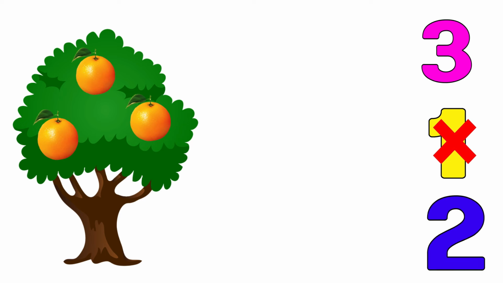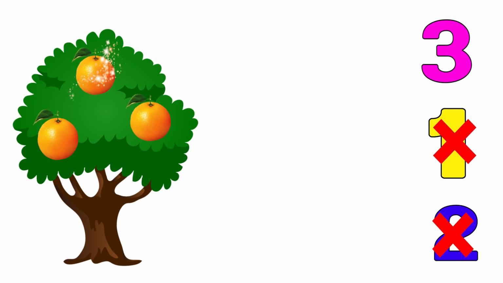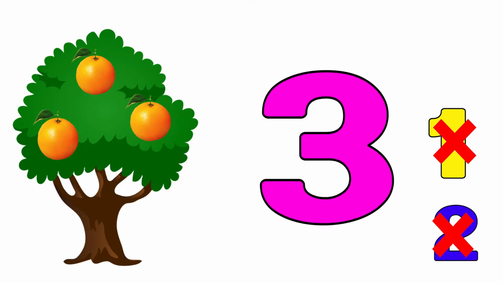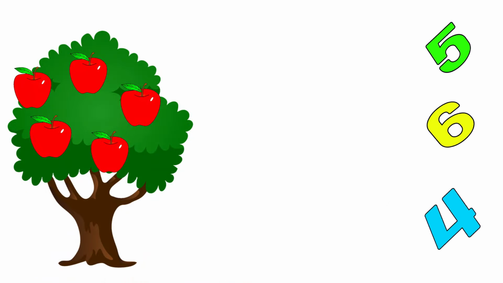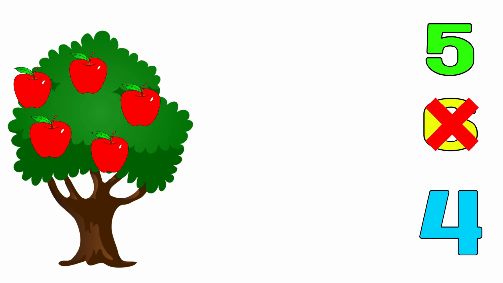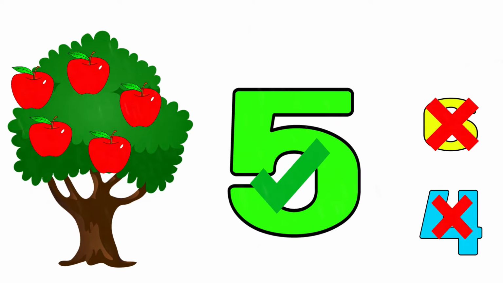Try again. You can do it. 1, 2, 3 oranges. How many apples do you see? Try again. You can do it. 1, 2, 3, 4, 5. 5 apples.